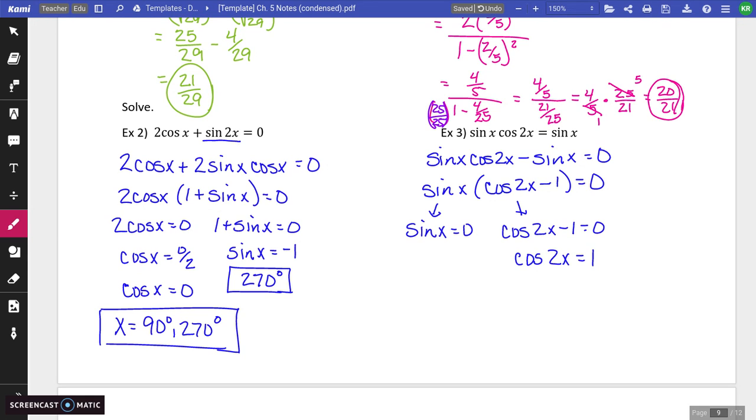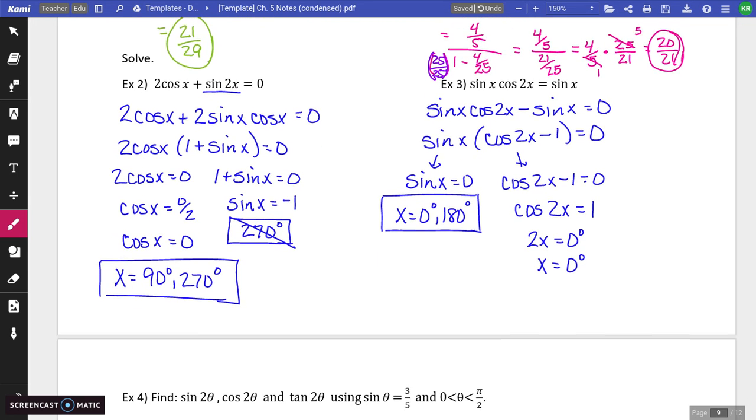Okay, so sine of x is 0. That's going to be at 0 degrees and 180 degrees. Then cosine of 2x is 1. So first we would need to figure out where cosine is 1, and that's at 0 degrees. So then 2x would equal 0 degrees, so x is 0 degrees. So again, kind of the same thing that happened in the previous one. I already have 0 as an angle measure, so I don't really need to list it again.